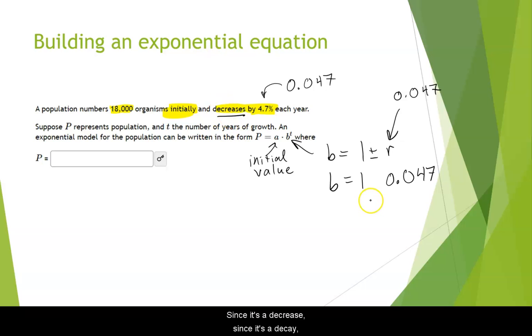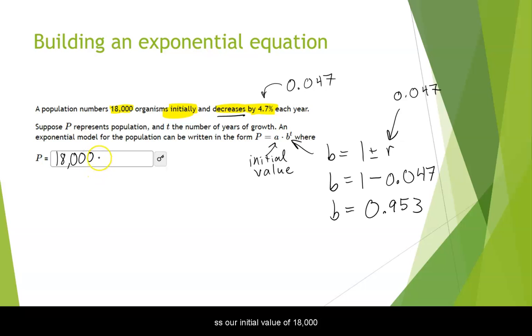Since it's a decrease, since it's a decay, it's going to be a minus, which means our B value is going to be 1 minus 0.047. B equals 0.953. So our function is our initial value of 18,000 times the B value of 0.953 raised to the T power.